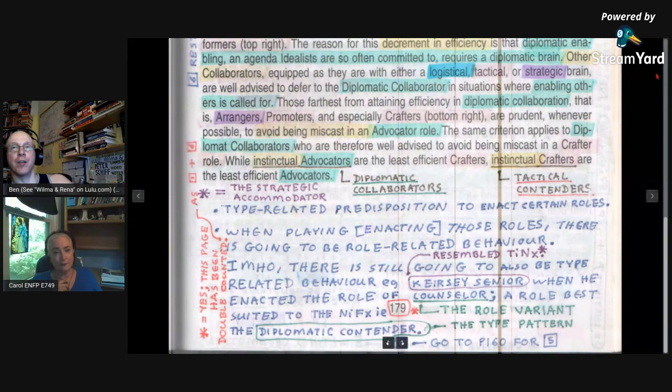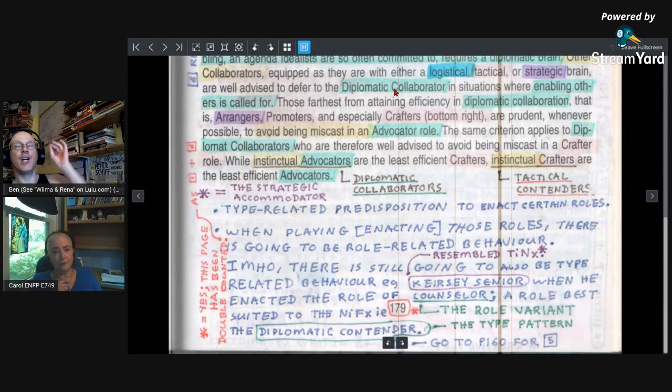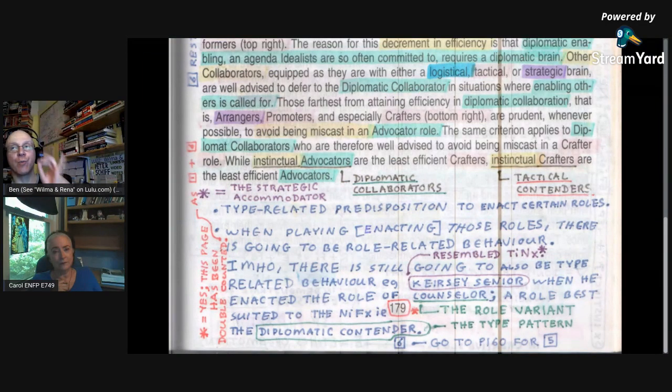So what I've summarized here is type-related predisposition to enact certain roles. When enacting those roles, there is going to be role-related behavior. In my humble opinion, there is still also going to be type-related behavior. For example, Keirsey Sr., when he enacted the role of counselor, a role best suited to INFJ, the diplomatic contender, would have enacted the role, but he would have done it maybe in a slightly INTP-ish way.